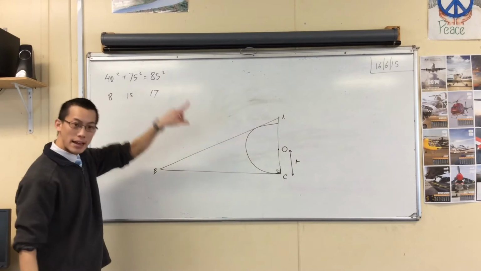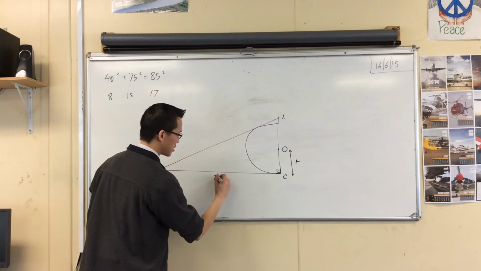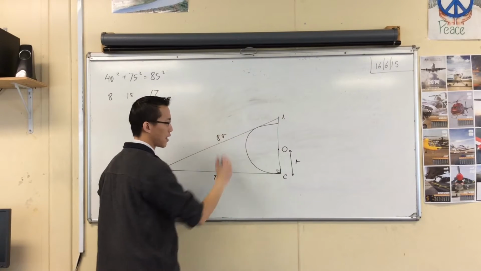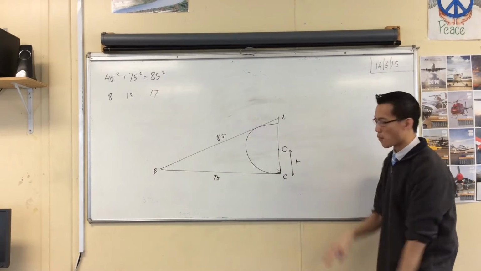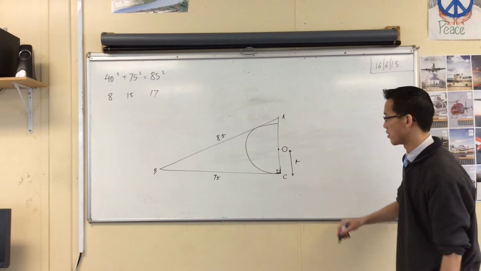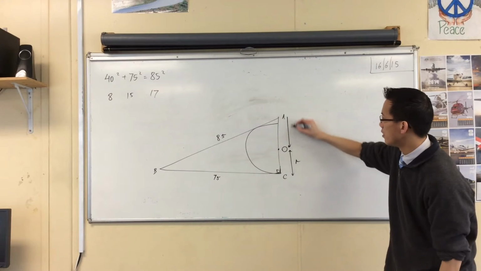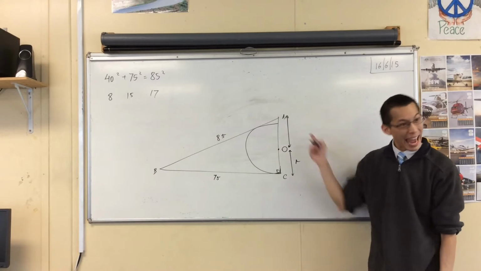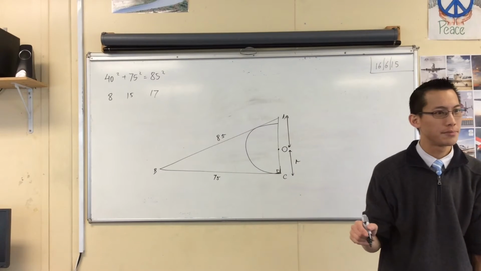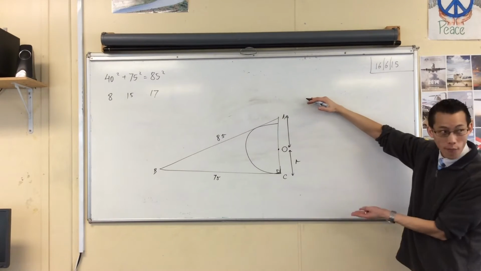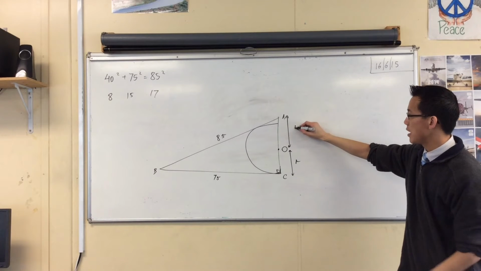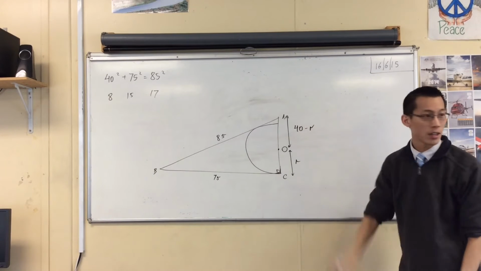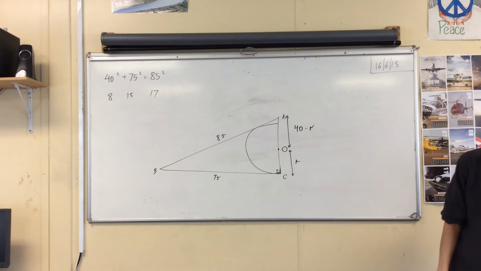Now it's 40, 75, 85, okay? So this must be my 75 and this must be my 85, okay? Now, my shortest side here is 40, but rather than have lots of confusing information on there, I'm just going to add on the remainder of this side, AO. What is AO? If AC is 40 and OC is R, this is going to be the difference, is it not? 40 take R. Is that all right? Okay. So what can I use to work this out?